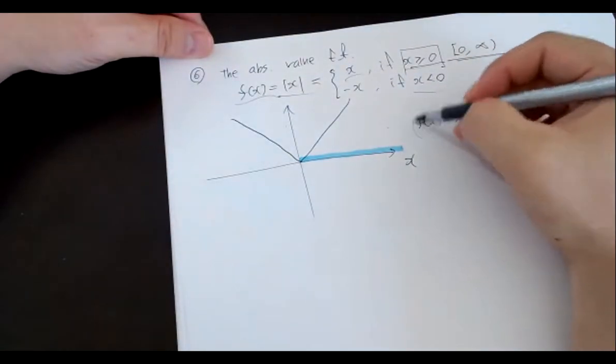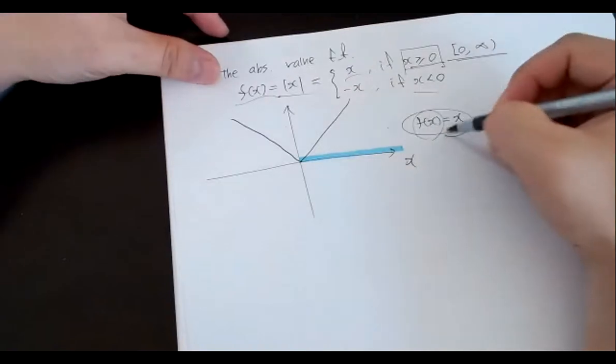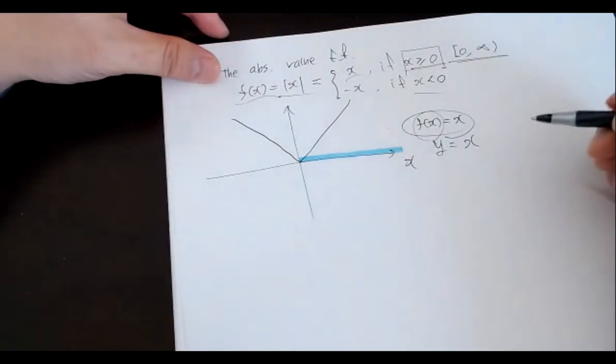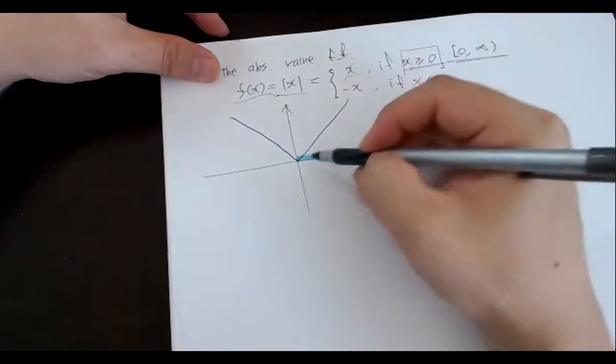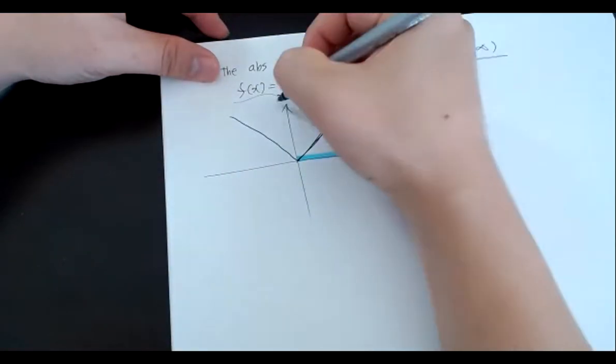But I told you the function notation means nothing but y, right? So this is nothing but y equals x. So what's the graph of y equals x? This, right? Y equals x. This is the y-axis, by the way.